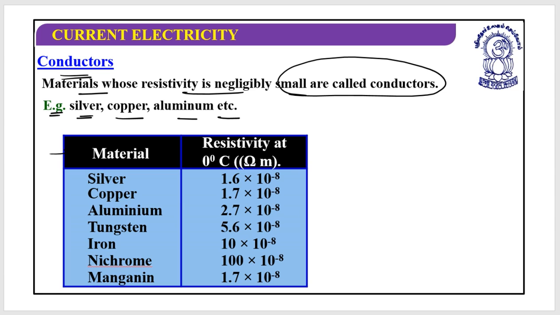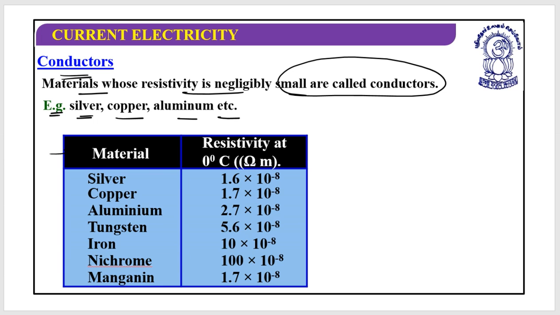For your reference only, I have mentioned the materials and their resistivity at 0 degree Celsius. This table is not to be remembered; it is for your reference purpose only. If you observe this very carefully, you will find that the resistivity of these materials is very low, and as their resistivity is low, their conductivity is very high. I hope these things are clear. Is it clear? Let's move to the next material.